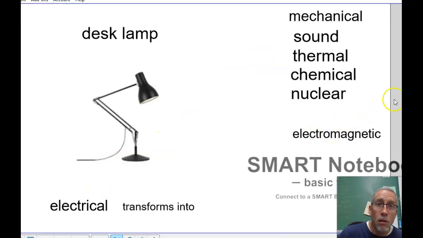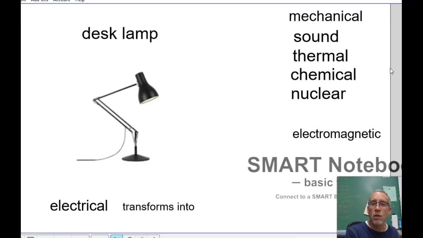Primarily, we're trying to get light. Now, you could argue that some desk lamps also get warm, but that's not mostly what we're trying to do with them, right? We're trying to get light. Well, where does light fall into our energy forms? Remember, electromagnetic is a long name, and it encompasses lots of different kinds of energy. The one you're most familiar with is visible light, which is what we get from the desk lamp.